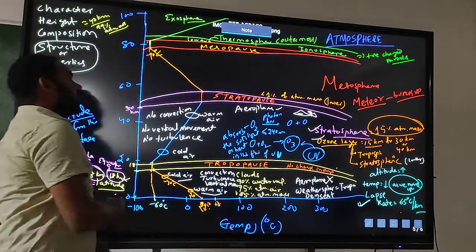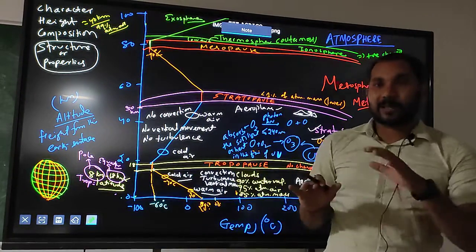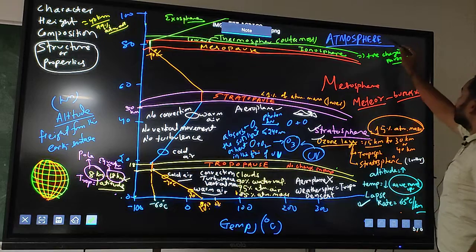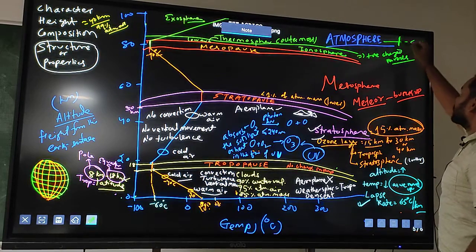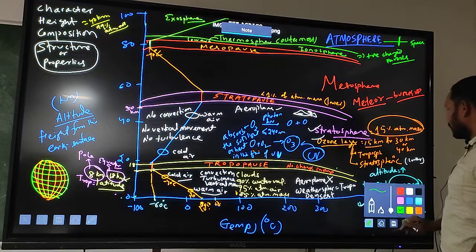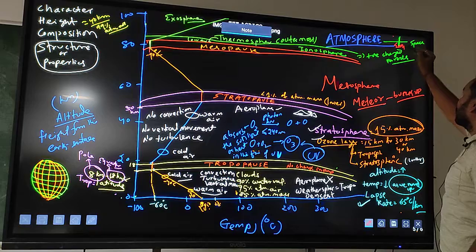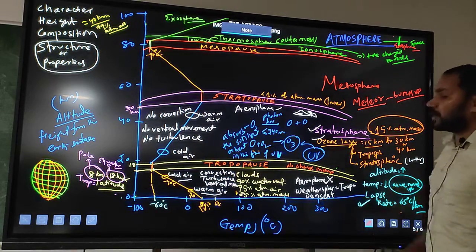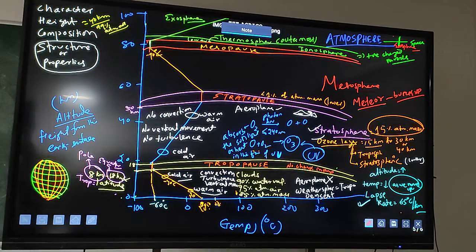This exosphere is the connection between space and the atmosphere. I can write exosphere here, atmosphere here, and space. So the connection will be the exosphere. The exosphere is the connection link between the atmosphere and space.